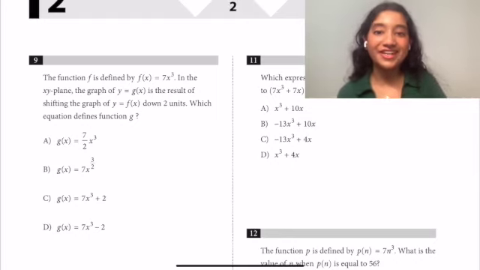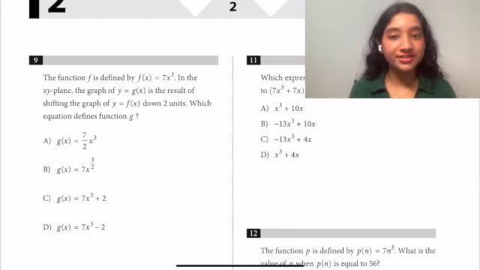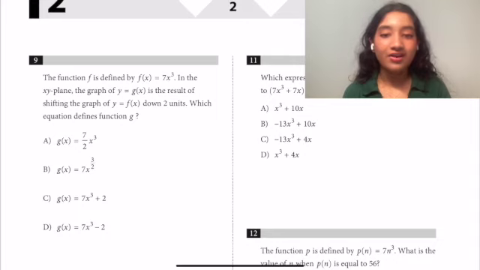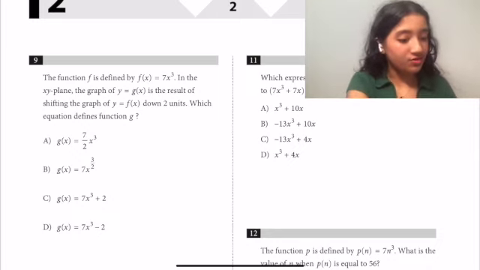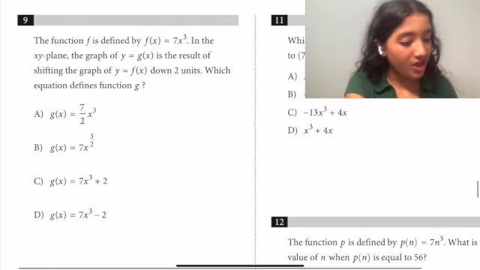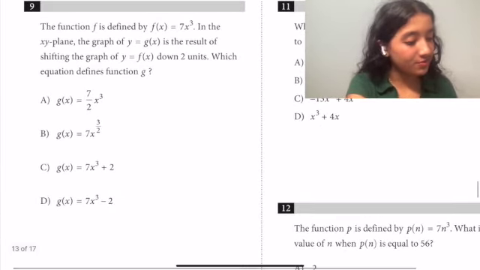Hello everyone. Today we will be doing questions 9 through 16 of the Digital SAT Practice Test 1, Module 2 of the Math section. So starting with question 9, the function f is defined by f of x equals 7x cubed.